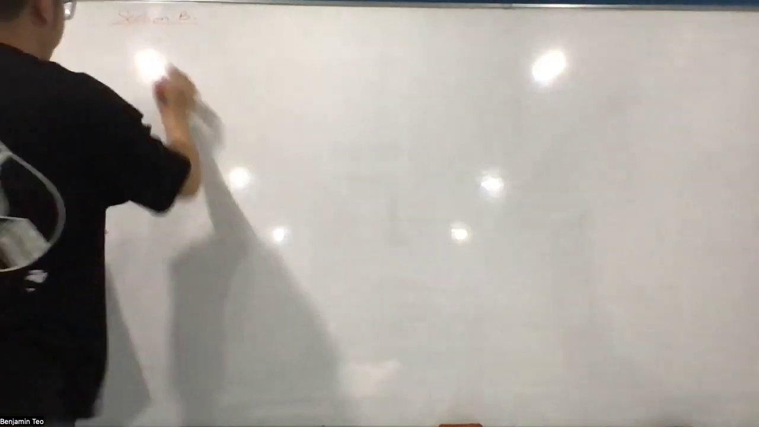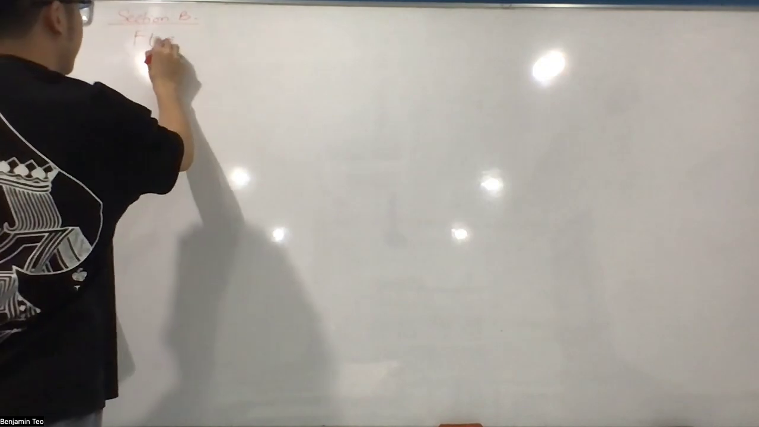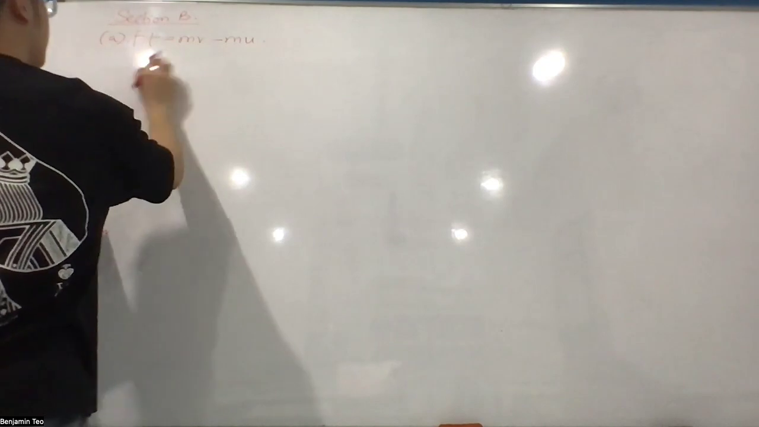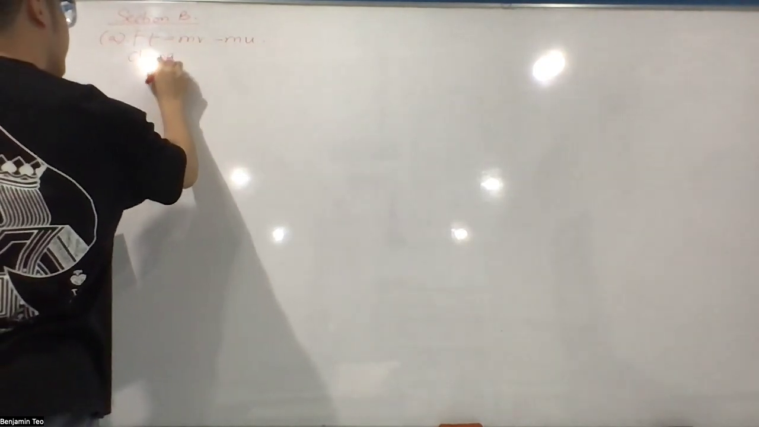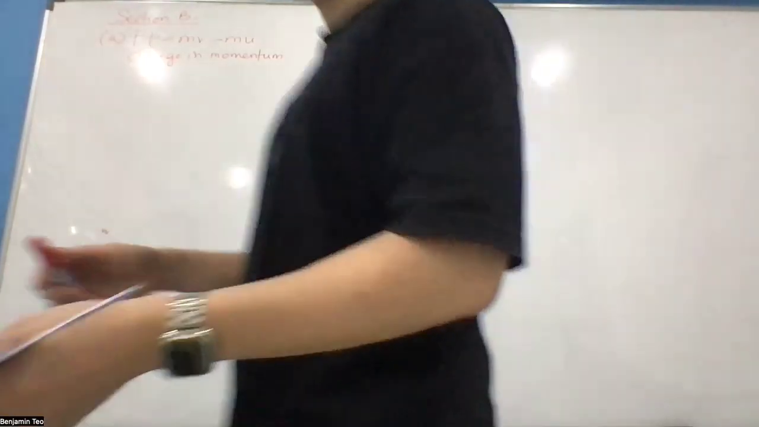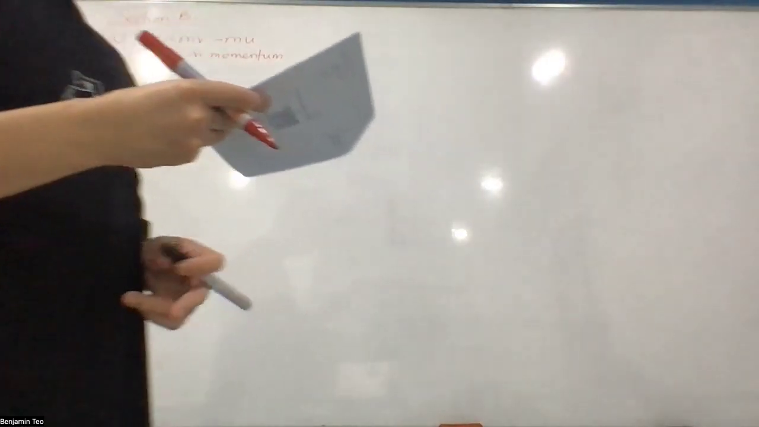What is meant by impulse? Formula: Ft equals mv minus mu. So you say change in momentum. Explain how follow-through can increase the impulse acted onto the disc.